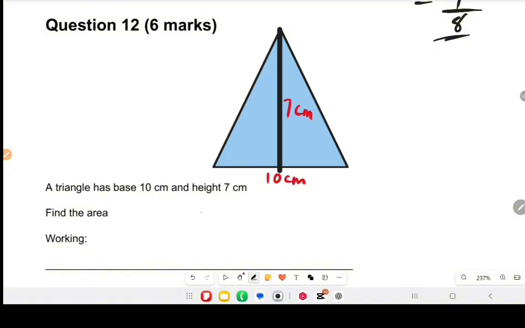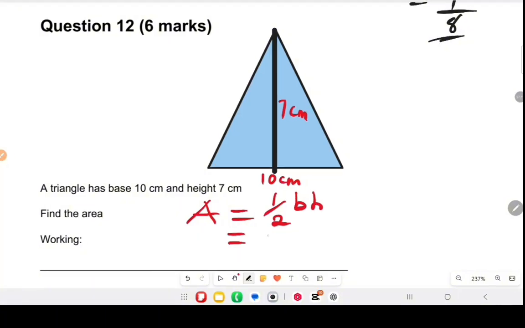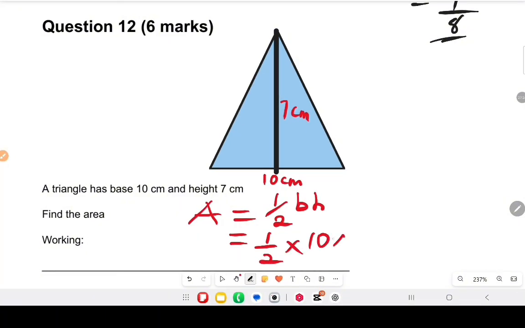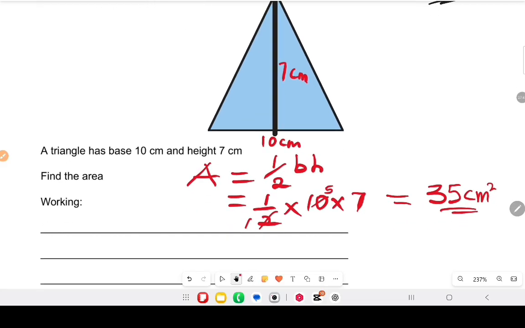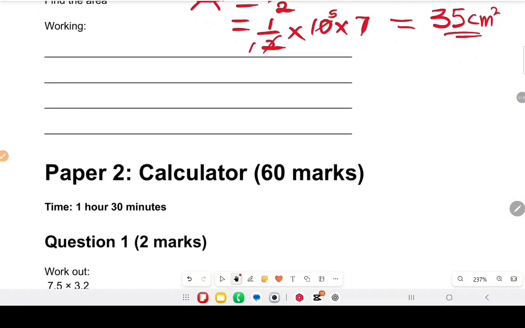Then we are looking for the area of a triangle. Area of a triangle is half base times height, which is equal to 1 over 2 times the height, which is 7. Then 2 here, 1, 2 into 10 gives us 5. Then our answer becomes 5 times 7 gives us 35 centimeter squared as the answer. Then we move further. This is part 2.